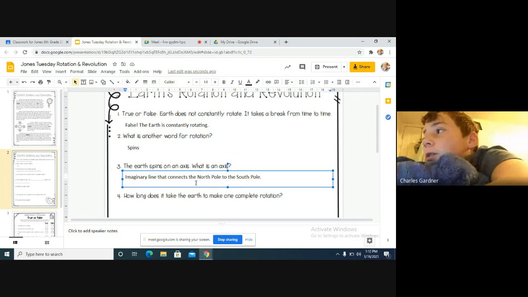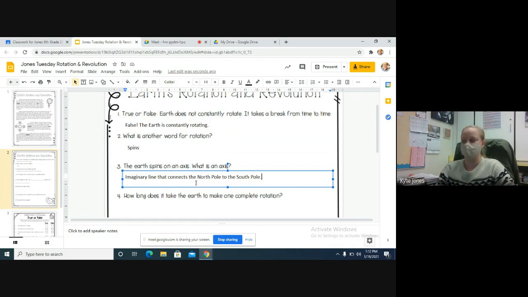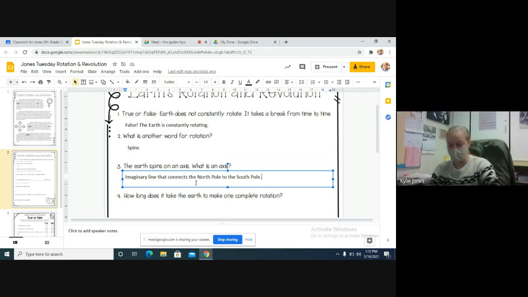But what about the y-axis and x-axis? That doesn't go from north to south. Yeah, but that's math, not science. They mean different things in different subjects. Yep. That's a good question, though.